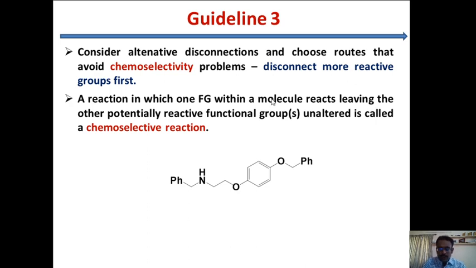If you take this molecule, see how many bonds there are. Here one CO bond, CO bond, CO bond, CO bond, CN bond, CN bond. So you have 6 bonds where you can disconnect. There are 3 heteroatoms, and on both sides of each heteroatom you can break a bond, so each heteroatom has 2 possible bonds to break. Totally you have 6 possibilities.